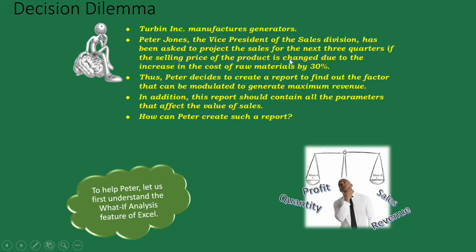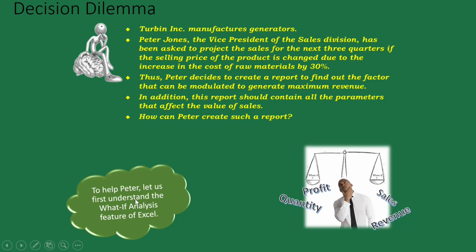If the selling price of the product changes due to an increase in the cost of raw material by 30%, Peter decided to create a report to find out the factors that can be modulated to generate maximum revenue. Obviously, guys, every company is looking for maximum revenue and maximum profit, right? In addition, this report should contain all the parameters that affect the value of sales. How can Peter create such a report?